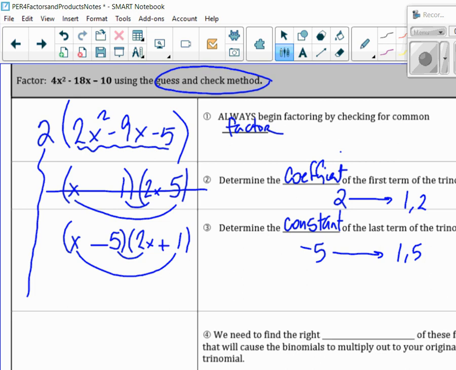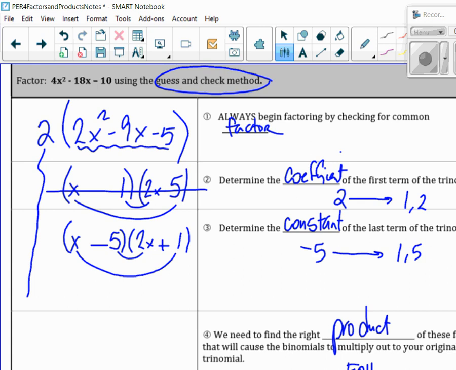So let's check now. Just to go back to number 4 here, we need to find the right product of these factors that will cause the binomials to multiply out to be your original trinomial. And of course, you can check this by applying FOIL. So we're going to do a quick FOIL here just to make sure I get 2x squared minus 9x minus 5. So first, x times 2x squared, right? Outer plus 1x, minus 10x is the inner. I get minus 9x. And then last, I get minus 5 times 1 is minus 5.